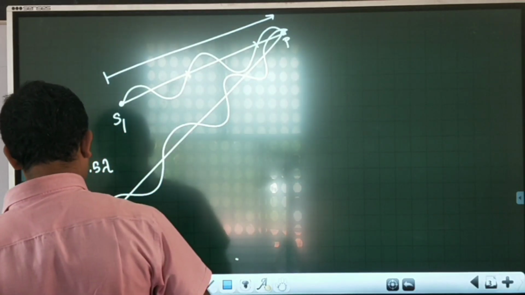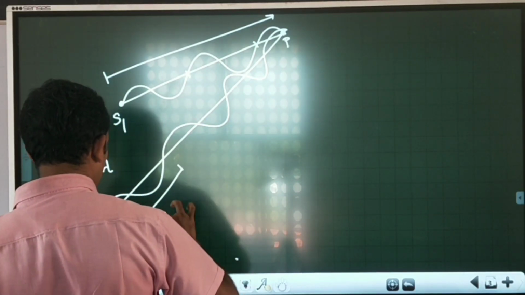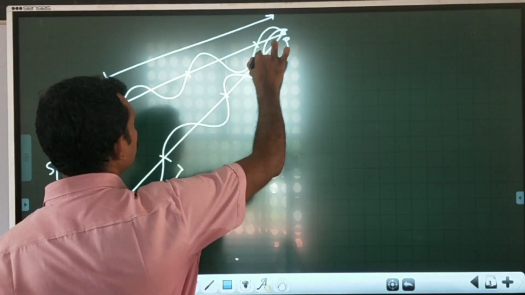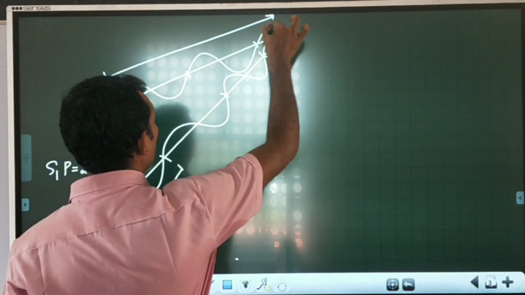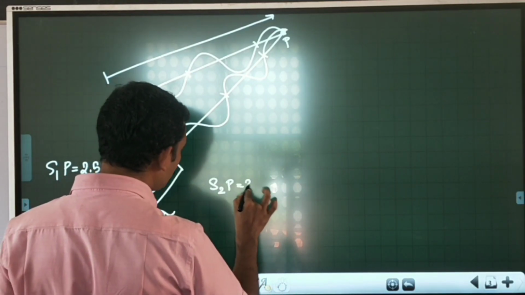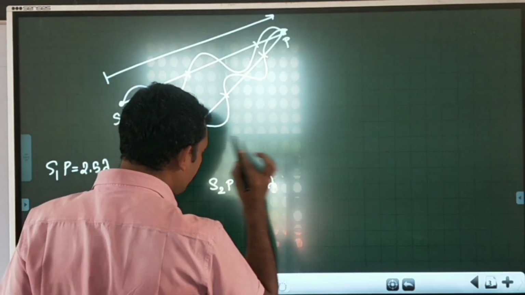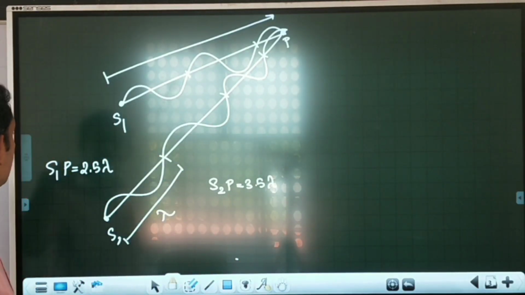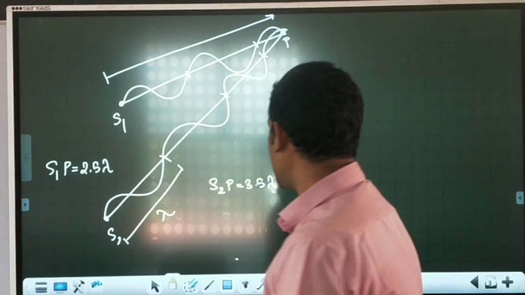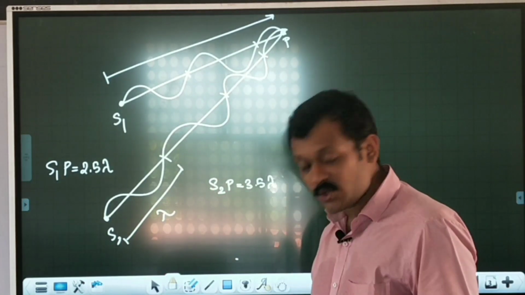Okay, both wavelengths are lambda here. So lambda, 2 lambda, 3 lambda, 3.5 lambda, right? So S2P is equal to 3.5 lambda we are getting. S1P is equal to 2.5 lambda, S2P is equal to 3.5 lambda. So may I ask you a question?